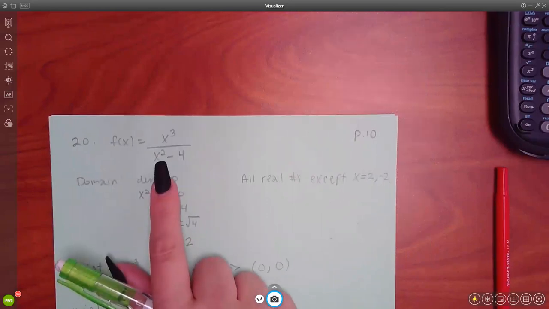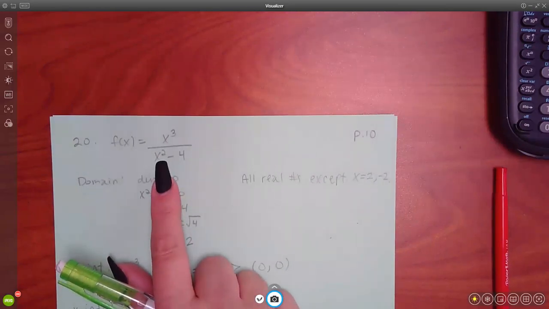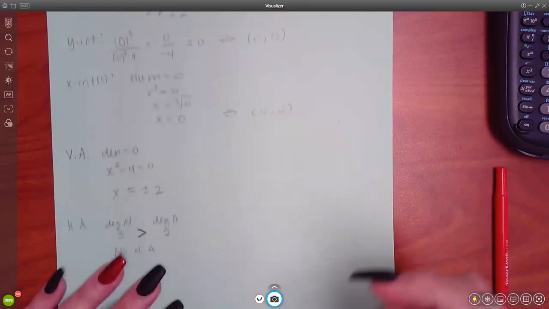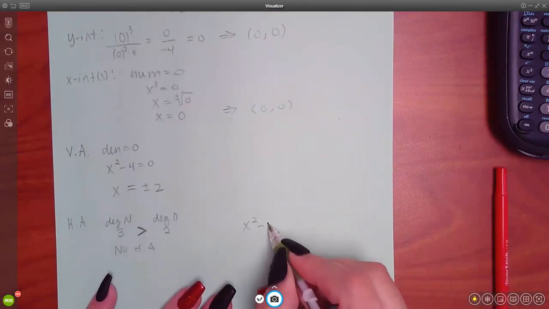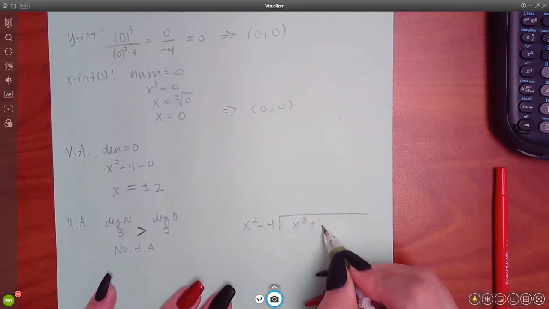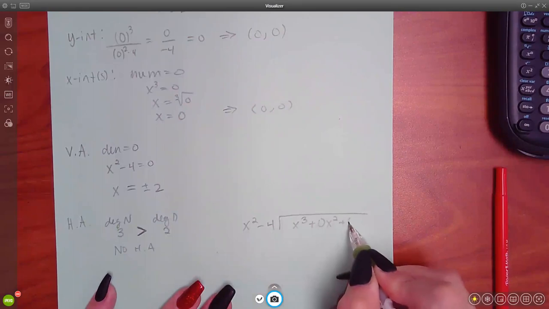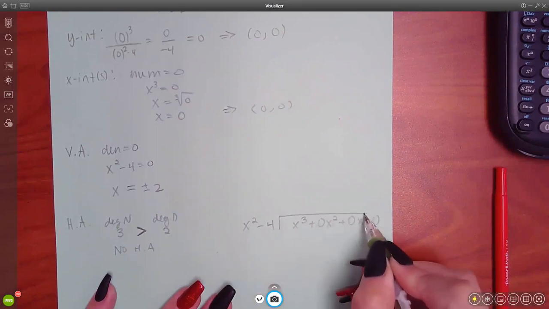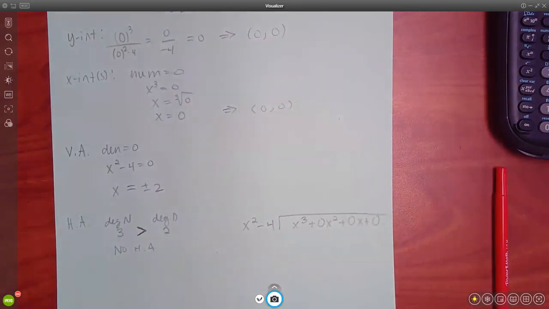And notice here it's a square, right? So we can't do the synthetic division when it's a square, okay? So we will have to do that long division. And since all I have in the top is a cube, I'm going to have to fill in a 0 for the square, a 0 for the x, and a 0 for the constant. You have to fill everybody in.